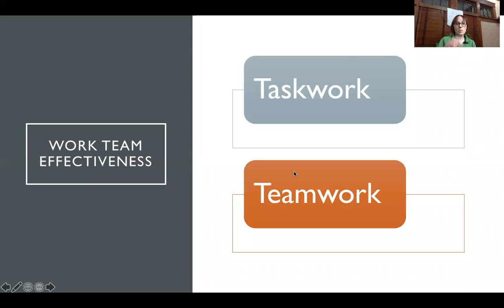First, we can think of work or group team performance in terms of task work and teamwork. Is the group doing the tasks required of them, which I discussed in the previous slide? So are they actually doing the jobs that we brought the group together to do? And then teamwork. Are they doing the things as a team that they need to do to get those tasks done? So are they cooperating? Are they coordinating? Are they communicating? All of those processes that are critical for a team to do their work.